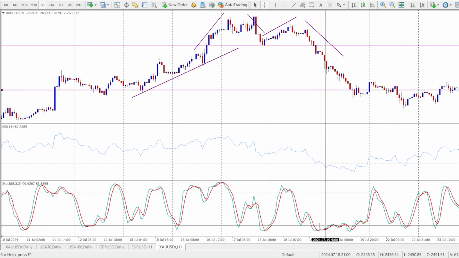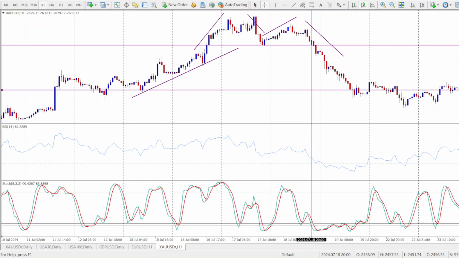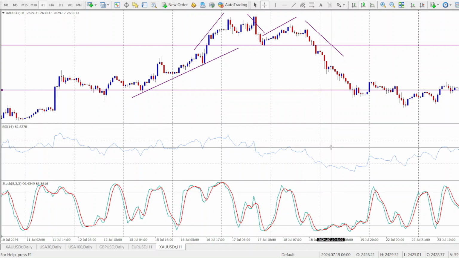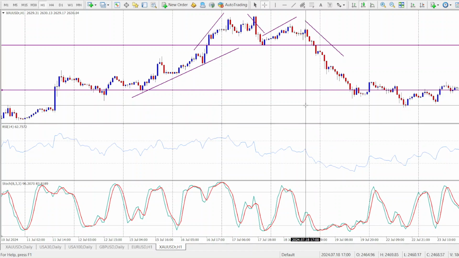So now using indicators for extra confirmation, when the indicator is not giving you the confirmation that you want, you can try another indicator. Then once you have multiple indicators not giving you the confirmation, then just stay away from the trade. Okay, stay away.